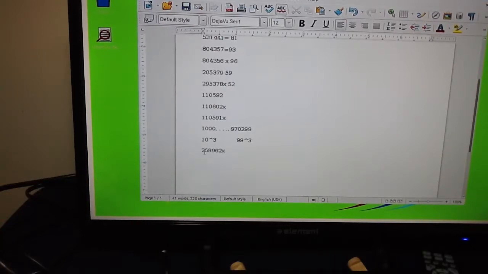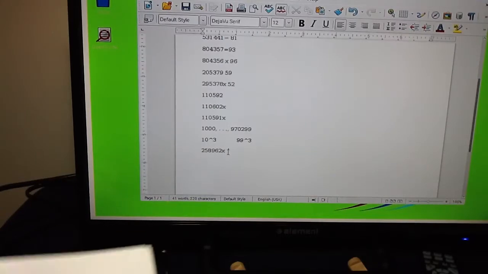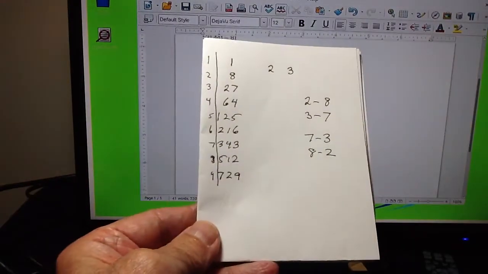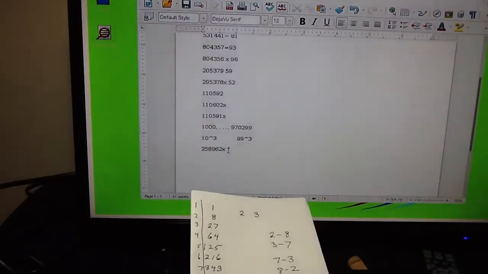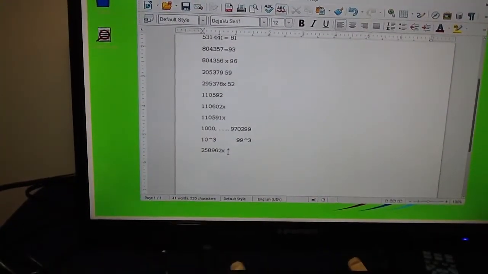So if I picked out a random number and tried to do it, I just picked out a random number, my method would tell me that it is going to be a 68. That is what my method tells me. But let's see what it really is.